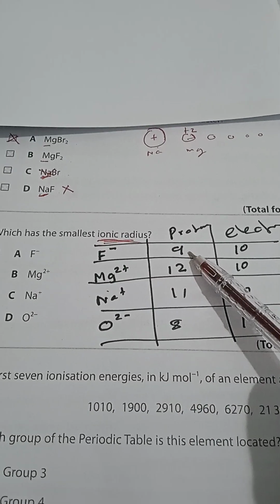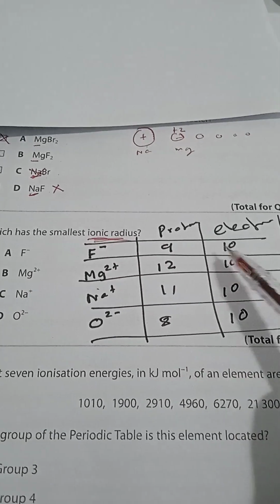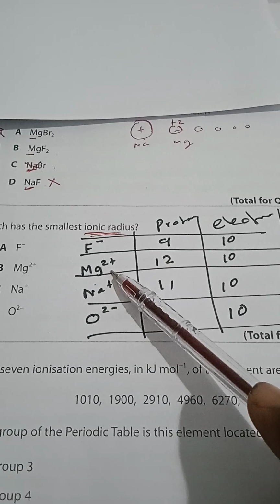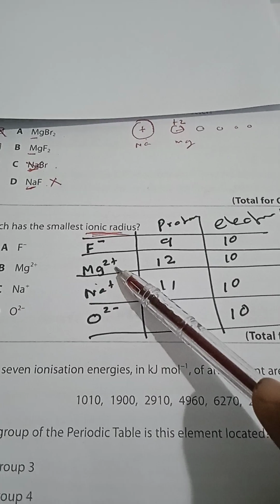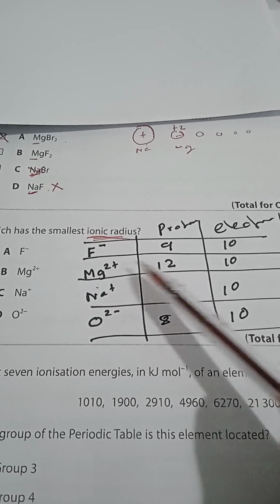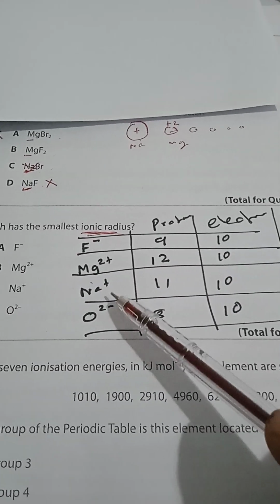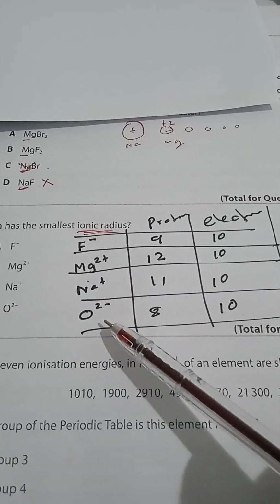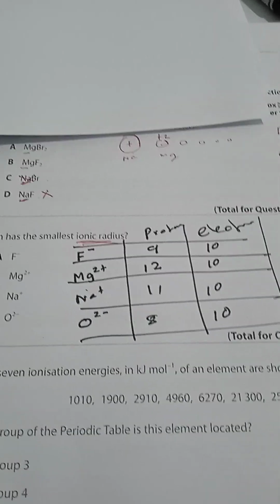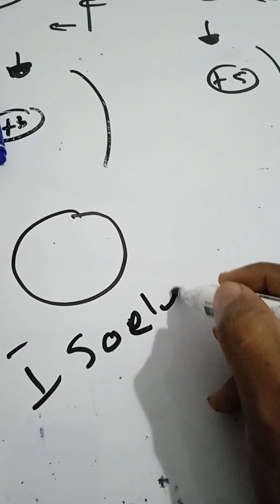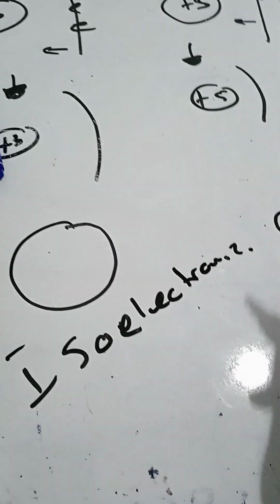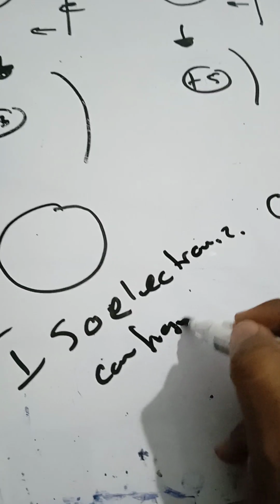Fluorine has 9 electrons. Fluoride means 1 electron gained, so 10 electrons. Magnesium has 12 protons, that means 12 electrons, so it needs to remove 2 electrons because it is plus 2, so 10 electrons. Similarly, sodium, how many electrons? 10. Oxygen, how many electrons? 10. So such similar electronic configurations are known as what, children? Isoelectronic configurations. They are called isoelectronic configurations.